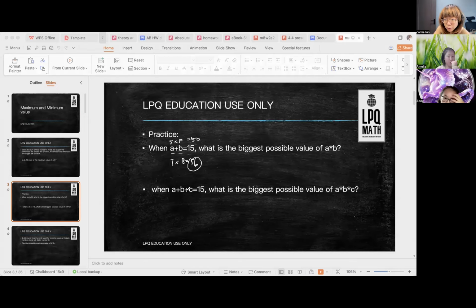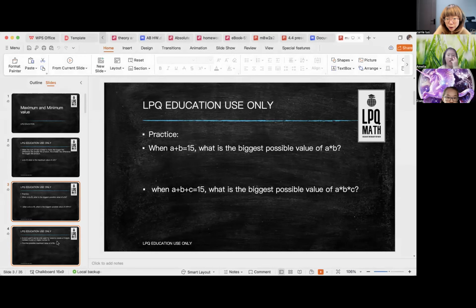So let's take a look at this one. We have 3 numbers this time, right, Zoe? So how to make this one the biggest, Amelia? It's 5 plus 5 plus 5, because the smaller the difference is, the bigger the product. Just 5 times 5 times 5 equals what? 125. That is the biggest number. Understood?